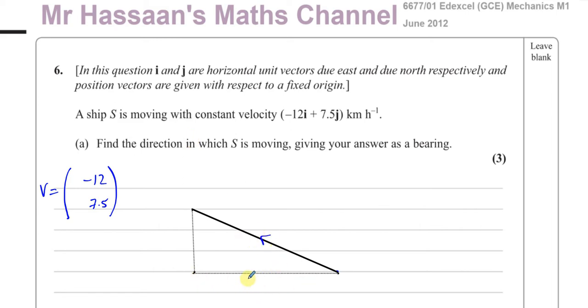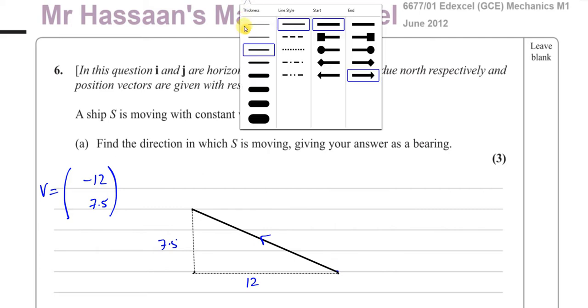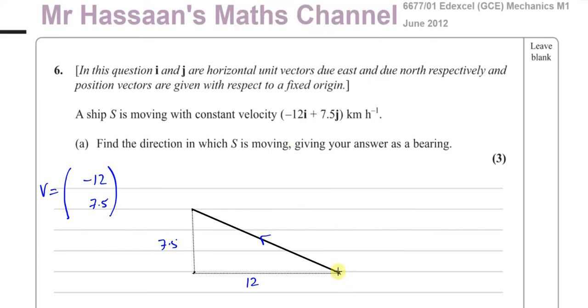This direction is 12 units to the left, to the west you could say, and 7.5 units up to the north. So we want to find this direction as a bearing. It starts from this point, so I'm going to draw a north line at this point because that's where it's starting from. Bearings are always measured from the north line, and they're always measured in the clockwise direction. So we're looking for the angle over here.